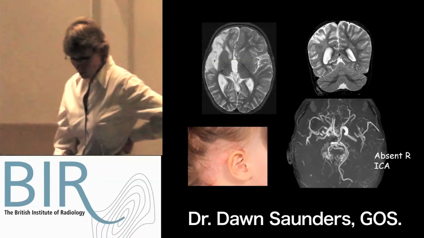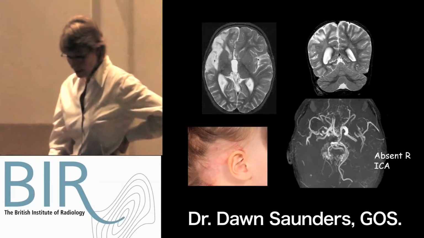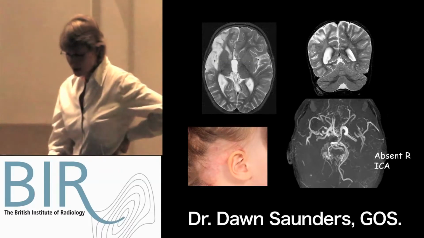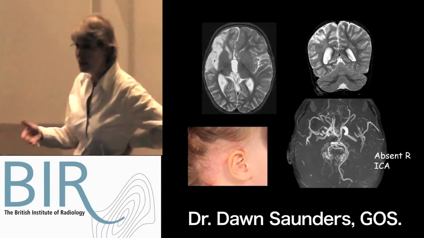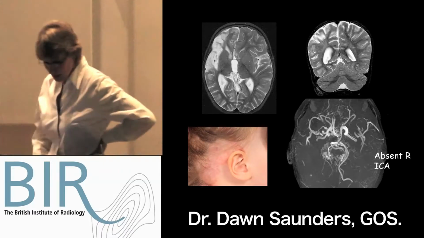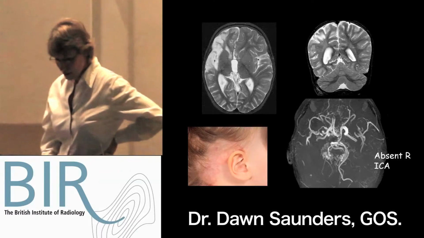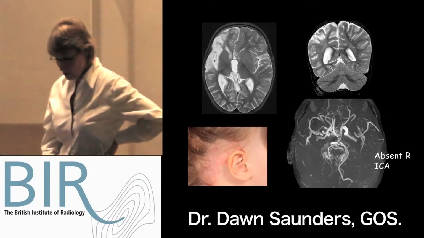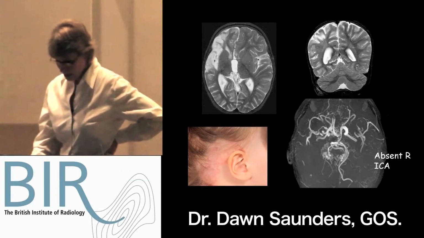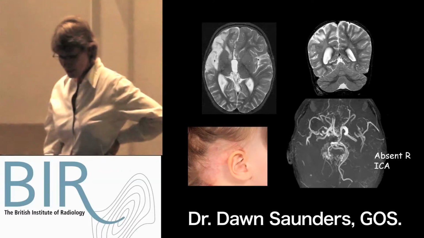You can see this rather mature right middle cerebral artery stroke and a complete absence of right internal carotid artery that is developmental, and as a result of that, the child has developed numerous collaterals to get round the problem of this absent right internal carotid artery, and will be perfusing the right hemisphere through the left internal carotid artery.